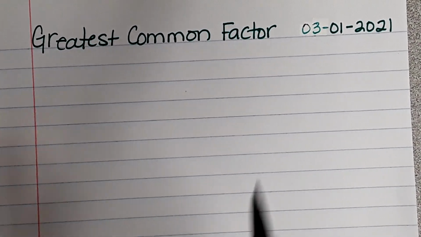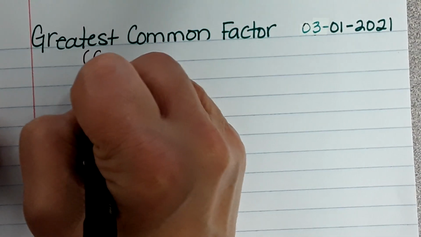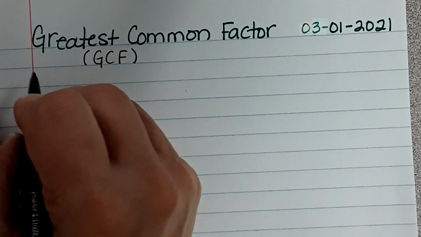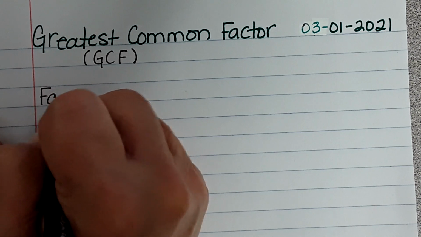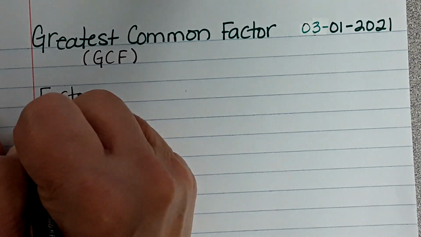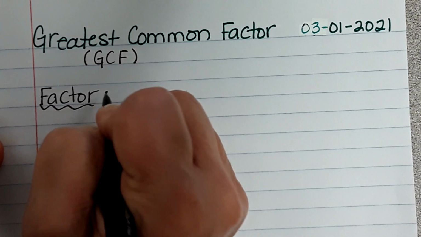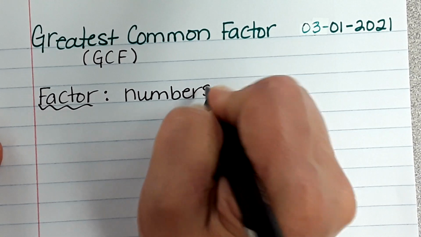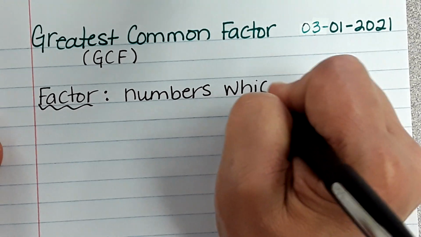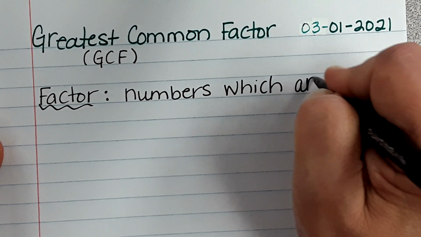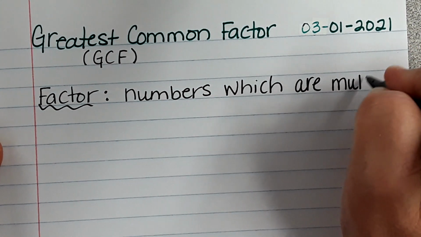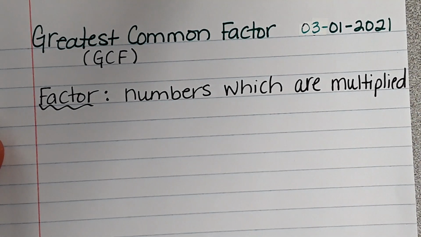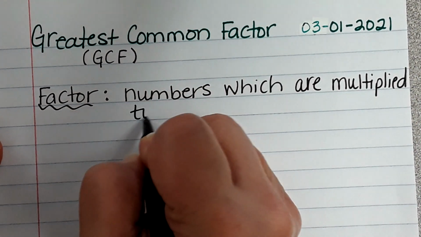Okay, so greatest common factor, just a reminder, that is called GCF. The first thing that you need to know is what a factor is. These are numbers which are multiplied together. GCF is what we're studying, but a factor is numbers which are multiplied together.